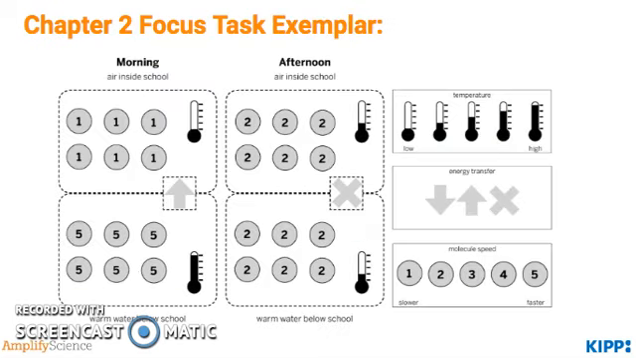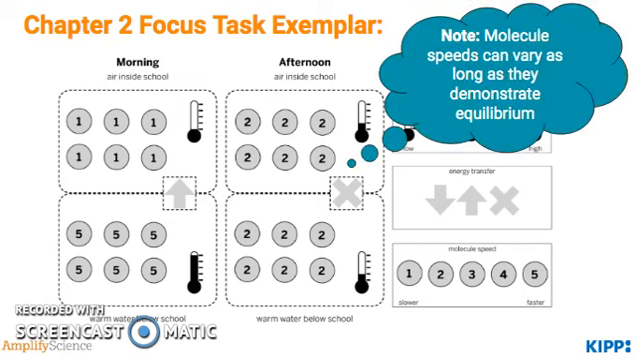So, if you are as sharp as our students, you showed that the energy in the morning is transferring from the warm water to the cooler air. You also illustrated in the model that by the afternoon, energy transfer has stopped because the air and the water have reached equilibrium. Note, Amplify's answer key is not looking for a specific molecular speed. We just want to make sure that kids are demonstrating equilibrium by having the same speed in both the air and the water.